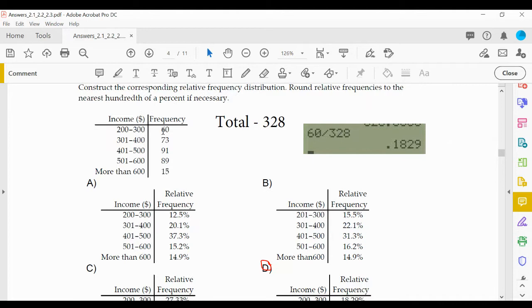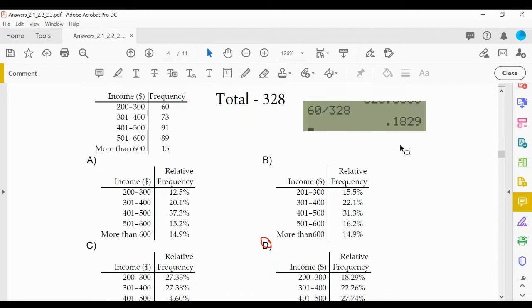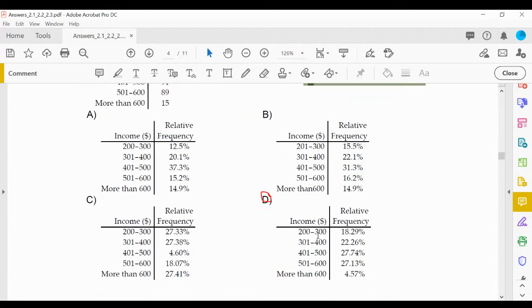Now he's looking for the relative frequency of, well, the chart here. So what I did is I took the very first value between 200 and 300. The frequency was 60. 60 divided by the total of 328 gives me 0.1829. As a decimal, that's 18.29%. Letter D is the only one that has the correct 18.29%. I am finished. It's letter D.